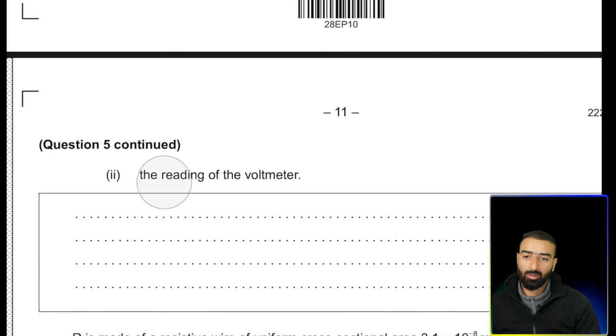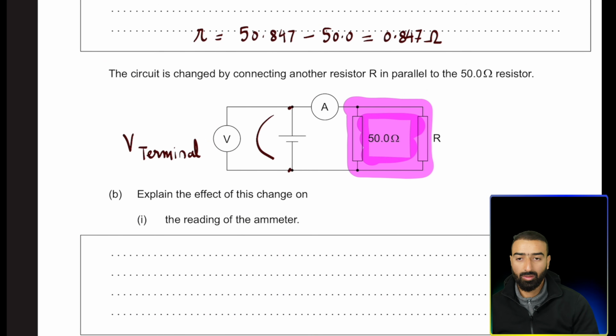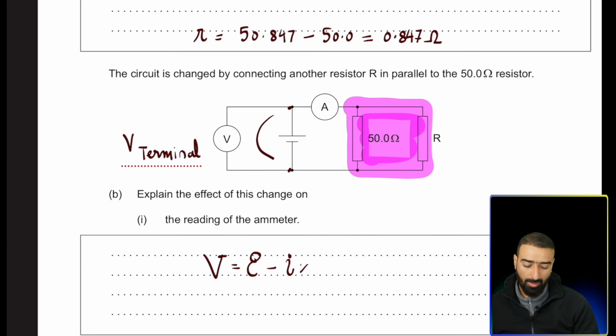What's the effect on the reading of the voltmeter? The voltmeter measures voltage between these two points. In other words, the voltmeter measures the terminal voltage, V terminal. And we have an equation for the terminal voltage. The terminal voltage is equal to EMF minus the current times the internal resistance R.